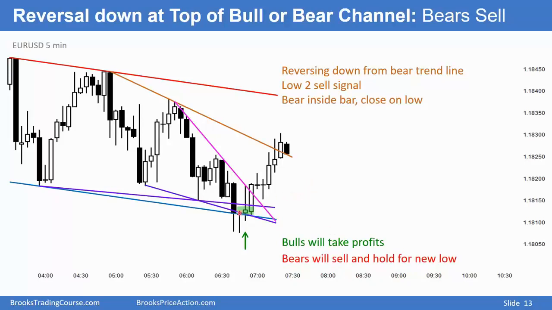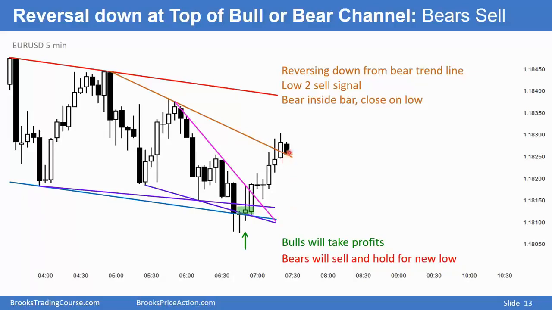And what about the bears? They see that it's a tight bull channel and that we might get a higher low, maybe a head and shoulders bottom: left shoulder, head, and right shoulder. However, if they're willing to bet on a continued swing down, maybe there's a 40% chance that this will continue down at this point in a bear channel, forming a new low.